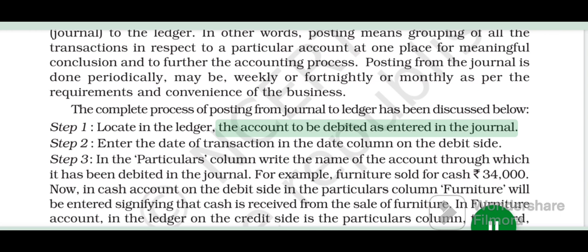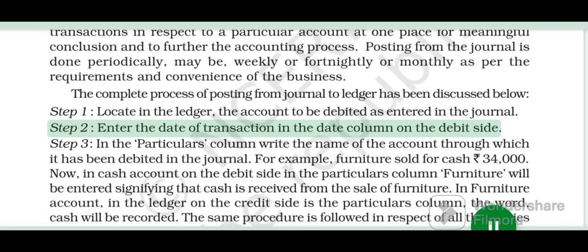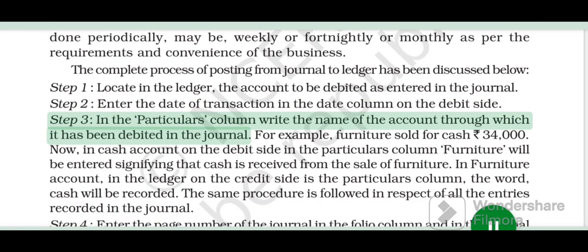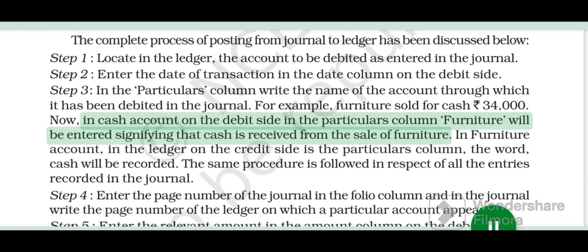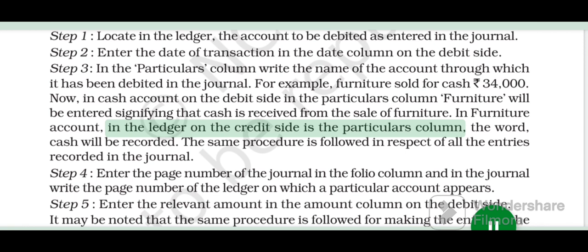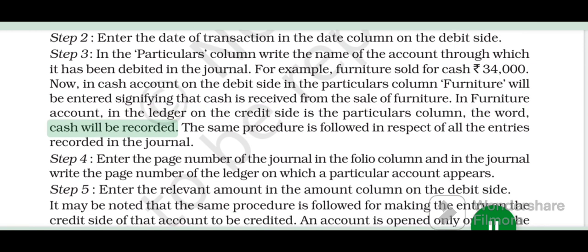Step 1. Locate in the ledger the account to be debited as entered in the journal. Step 2. Enter the date of transaction in the date column on the debit side. Step 3. In the particulars column, write the name of the account through which it has been debited in the journal. For example, furniture sold for cash 34,000. Now, in the cash account on the debit side in the particulars column, furniture will be entered, signifying that cash is received from the sale of furniture. In the furniture account in the ledger, on the credit side in the particulars column, the word cash will be recorded.